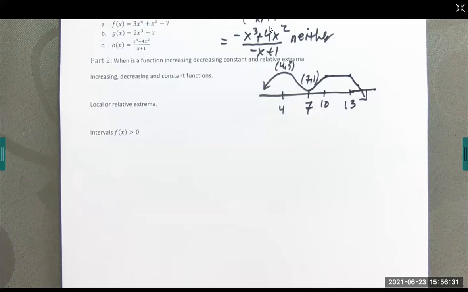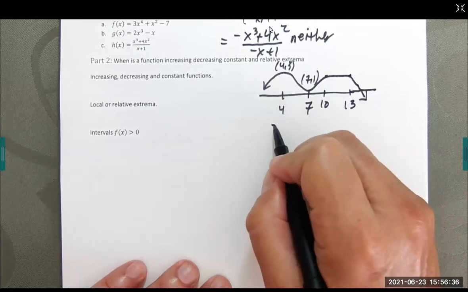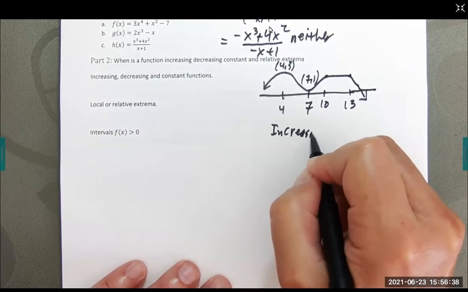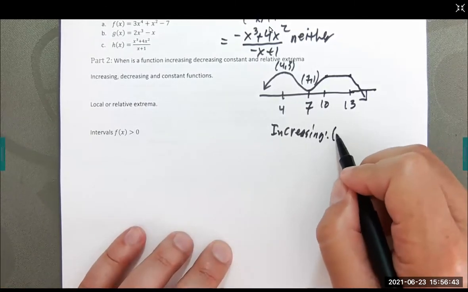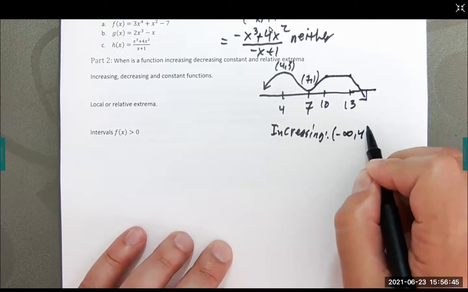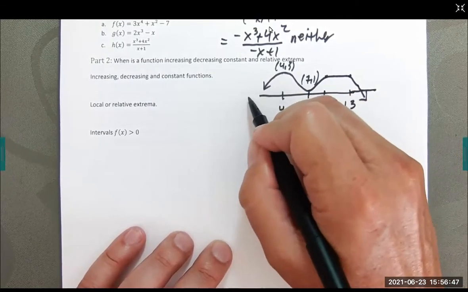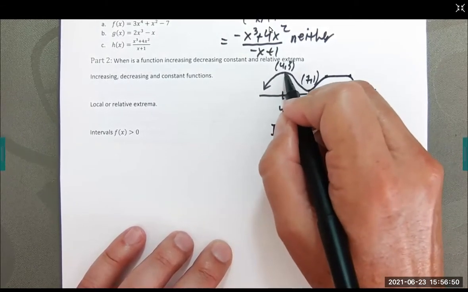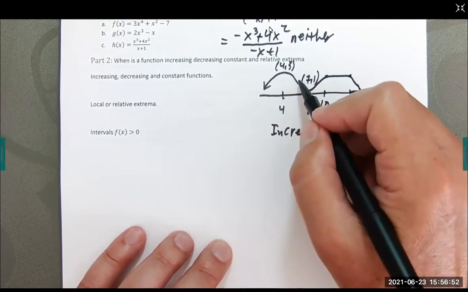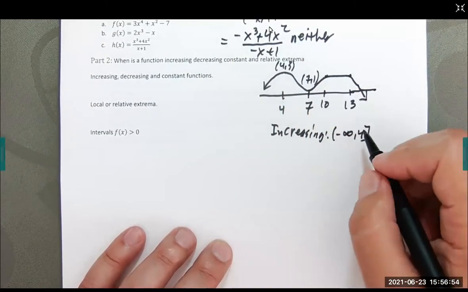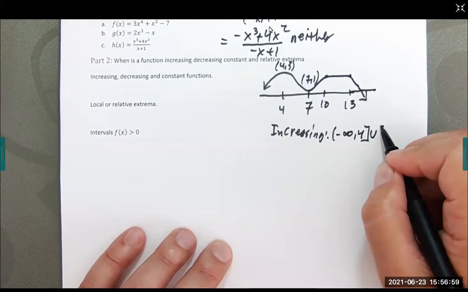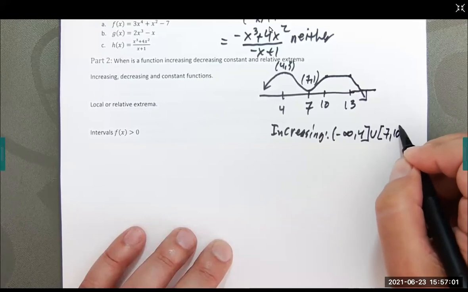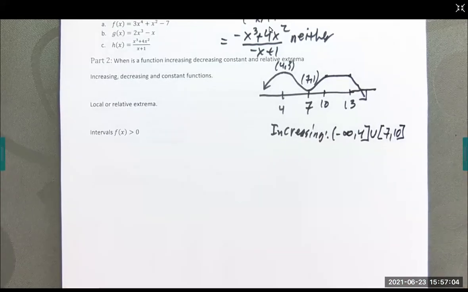Or extrema, is the Latin way of saying that. So increasing, it's increasing from negative infinity to 4, right? Increasing as x gets bigger, y is getting bigger, and it stops at 4. Then it decreases until we hit 7 to 10. And then it does not decrease after that.